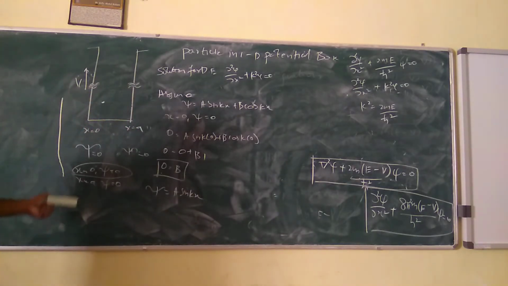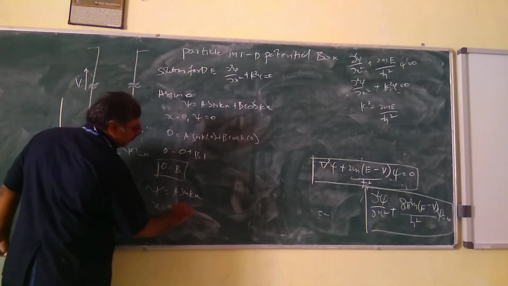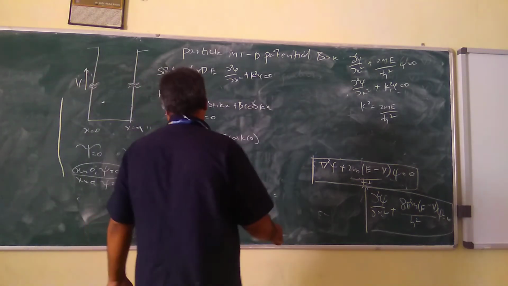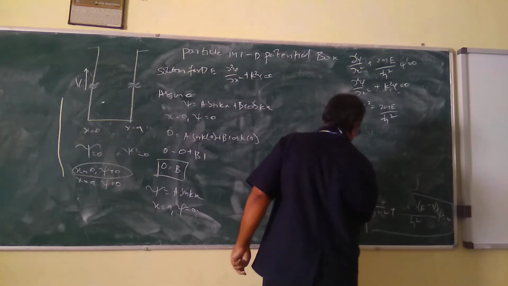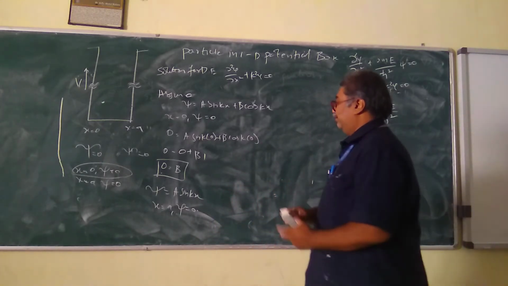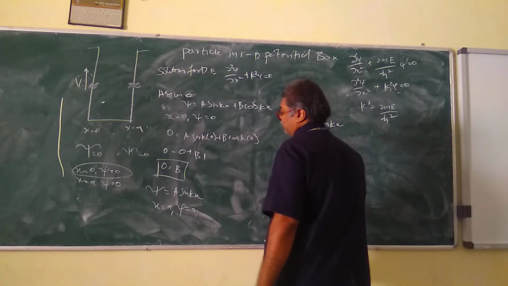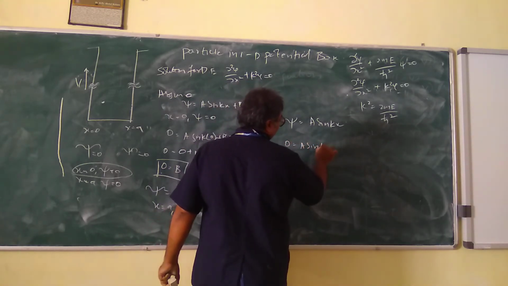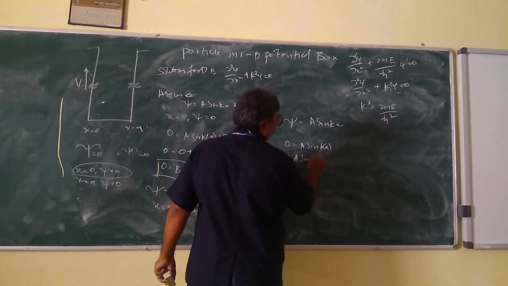Now let us take the second boundary condition. What is the second boundary condition? x equals a, ψ equals 0. Let us substitute. The equation is once again ψ = A sin kx, and substituting the boundary condition, we get 0 = A sin ka.